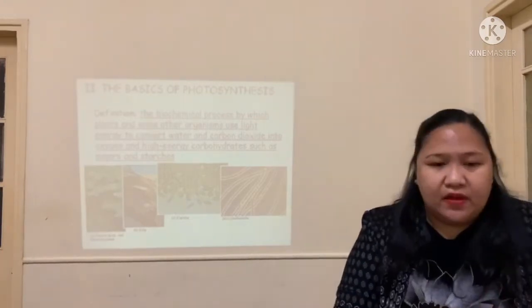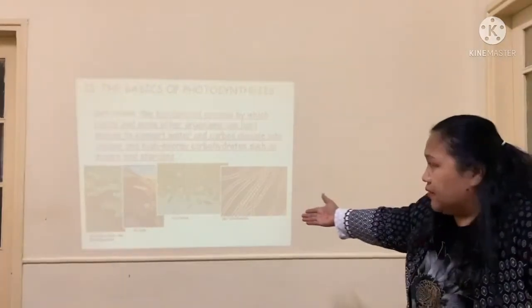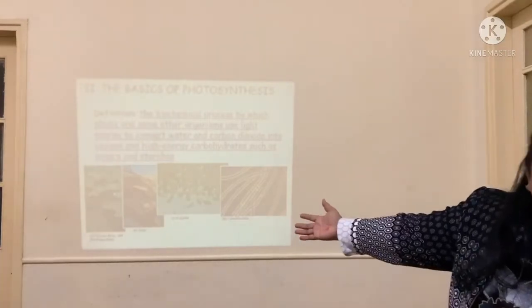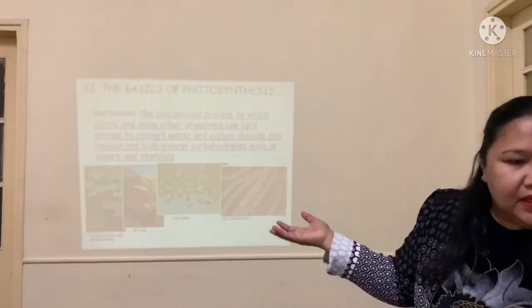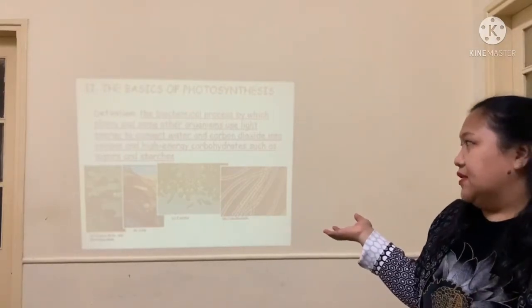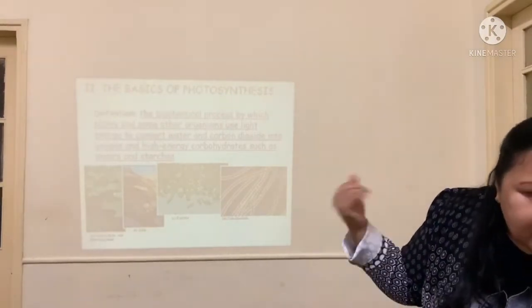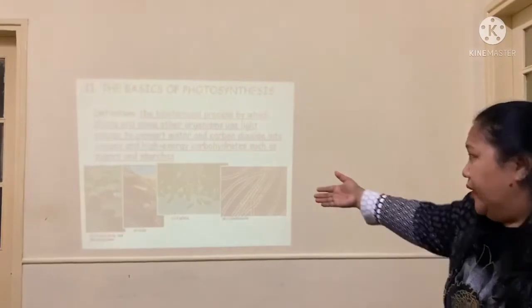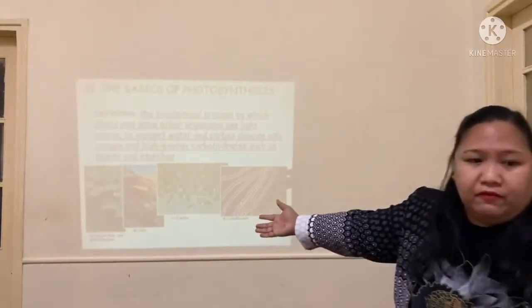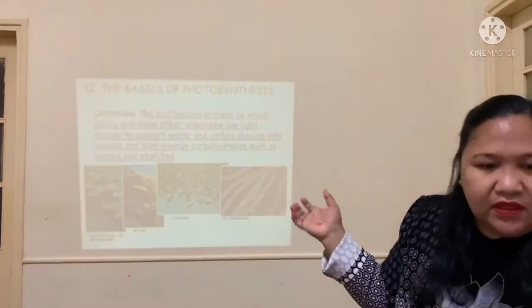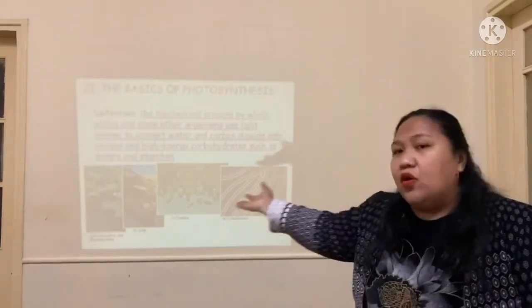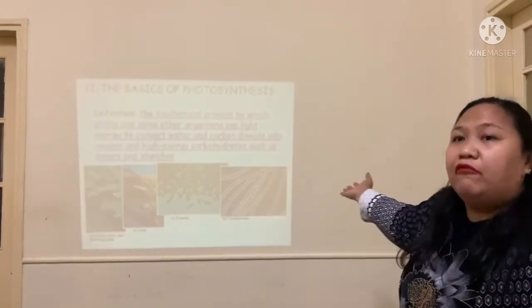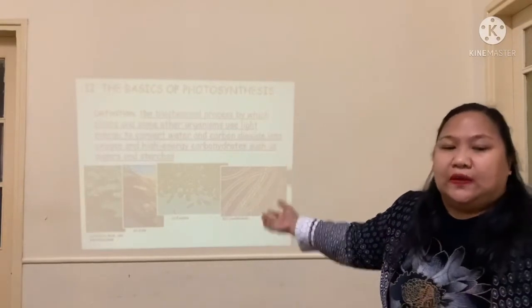So I have here some examples, some pictures at the bottom. We have mosses, ferns, and flowering plants. Another would be kelp. And then we also have the euglena and the cyanobacteria. These are all examples of producers.